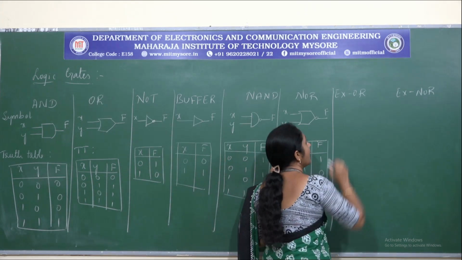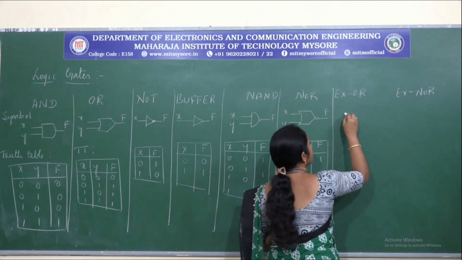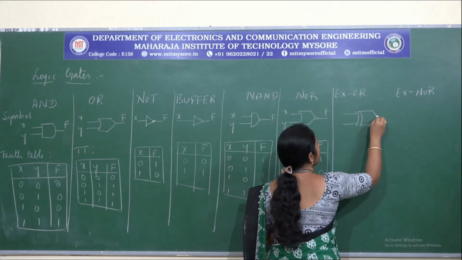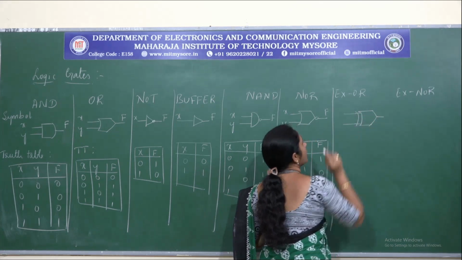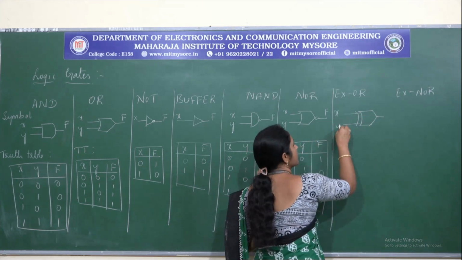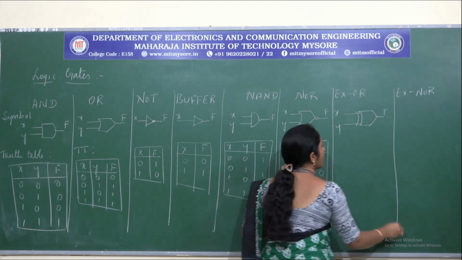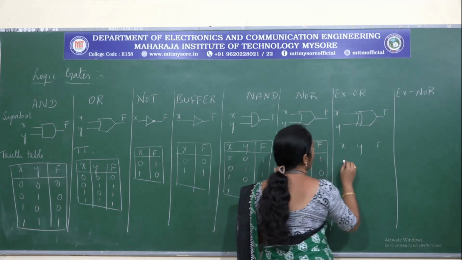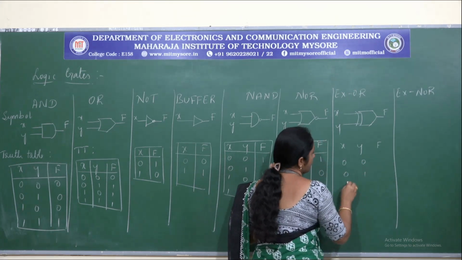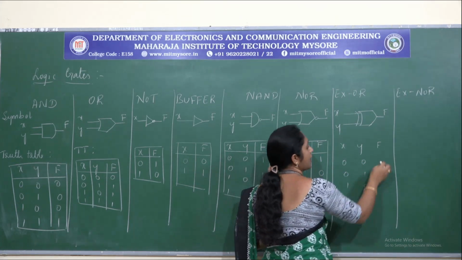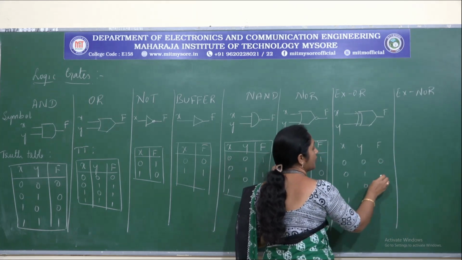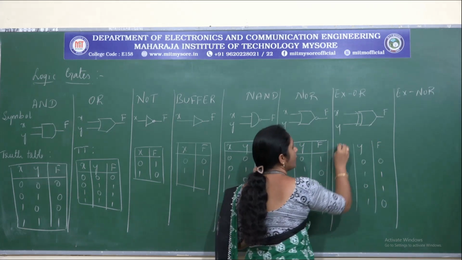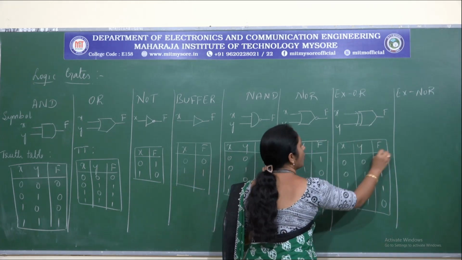Next gate we have is the exclusive OR operation. This is the symbol we use. You can extend this. Let us consider X, Y as input and F as output. So the truth table for the exclusive OR operation: when the inputs are the same, the output is 0. When the inputs are different, the output is logic 1. So this is the truth table of the exclusive OR gate.